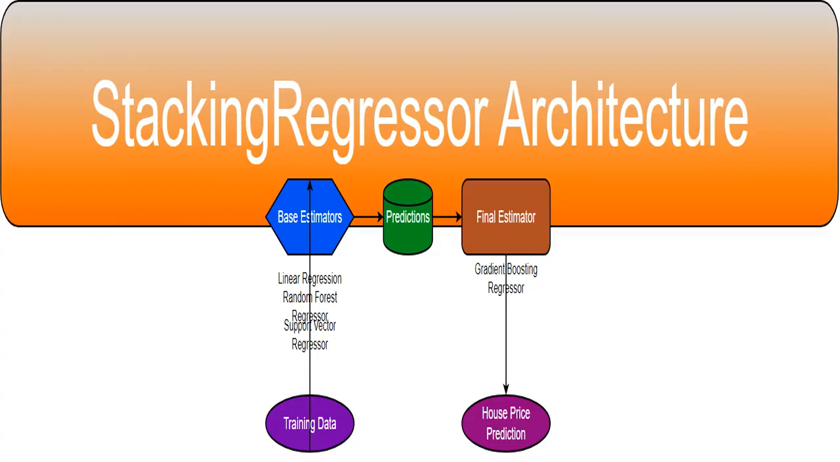This refers to the overall structure of using multiple base estimators whose predictions are then combined by a final estimator. It is a specific form of ensemble learning. It's a powerful technique to improve prediction accuracy.